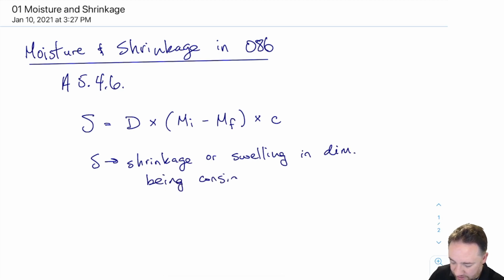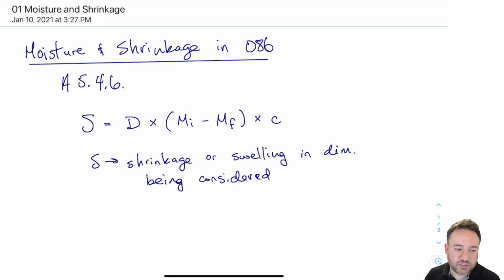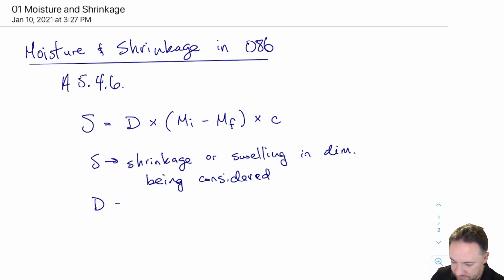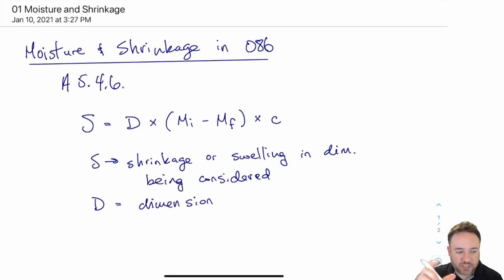You'll recall that depending on which dimension you're talking about, whether a cross-sectional dimension of a piece of wood or the longitudinal direction of a piece of wood, the shrinkage is different, and it's the C parameter that accounts for that. D is the dimension. So that will be either the width of your piece or the height of your piece cross-section, or the length of your element.